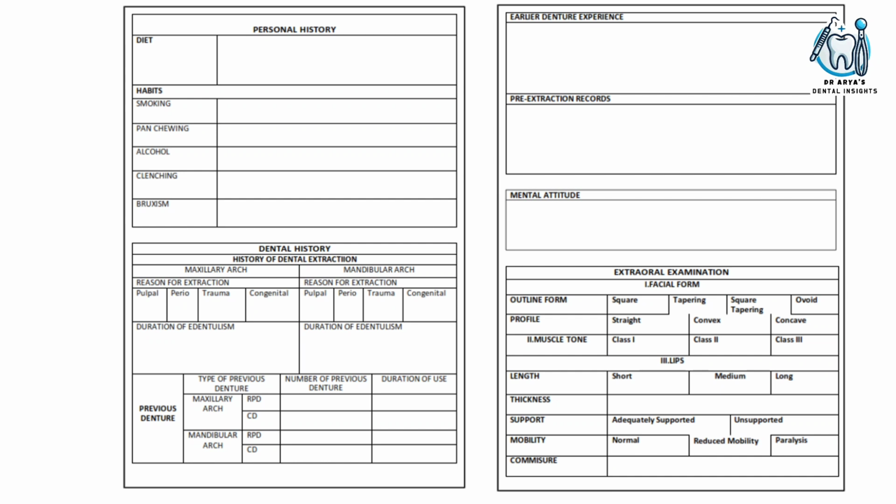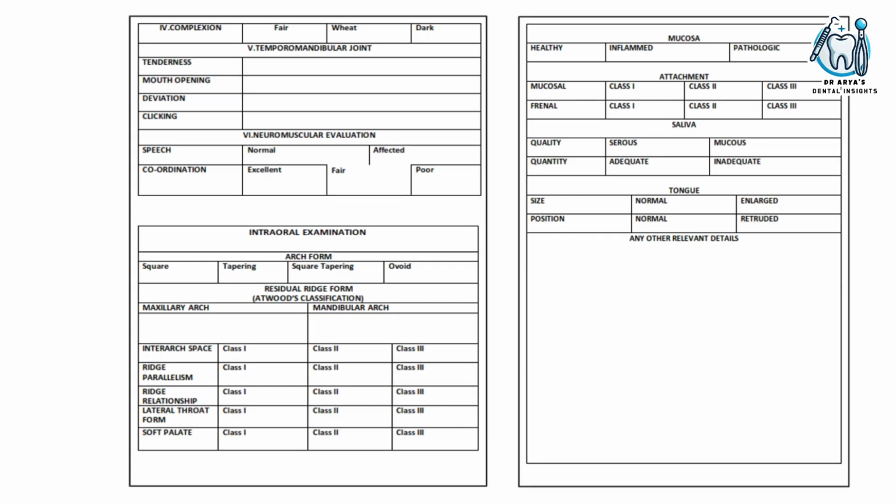Then next one is the extraoral examination. In that, facial form, that is outline form, profile, then muscle tone, then lips, that is length, thickness, support, mobility and commissures should be noted. Then the complexion should be noted. Then the temporomandibular joint: tenderness, mouth opening, deviation, clicking. Then the neuromuscular evaluation, speech and coordination should be evaluated.